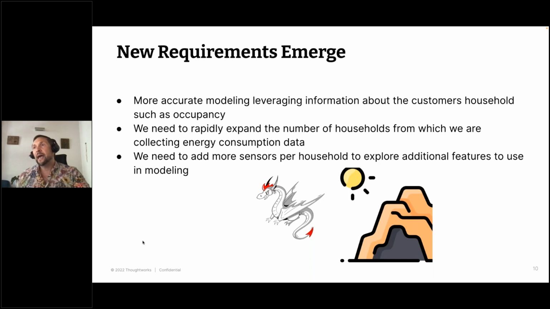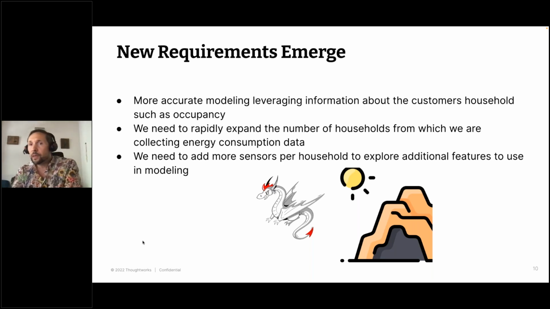And now we also need to add more sensors per household. So the more features that we can get in, the better in a way, right? Because we're going to be able to analyze which of those features at any given point in time are going to be more or less relevant to predict the energy consumption. So for example, maybe during the winter, a feature based on the heater's consumption is more predictive than the air conditioning, and vice versa for the summer. Different things like that, right? So we just want to get more fidelity and a greater amount of features that we can run through our model. And finally, we need to add more sensors per household to explore additional features to use in modeling.